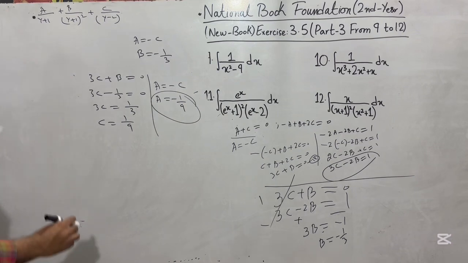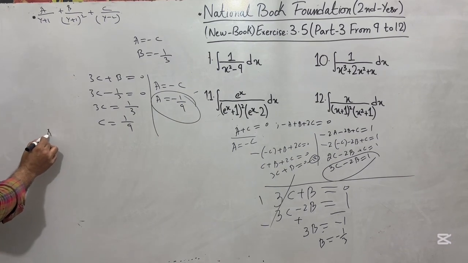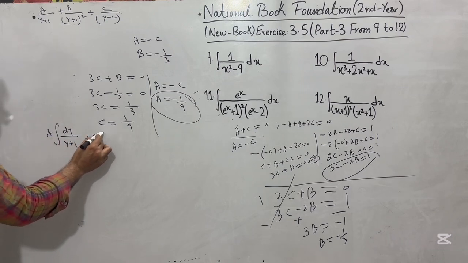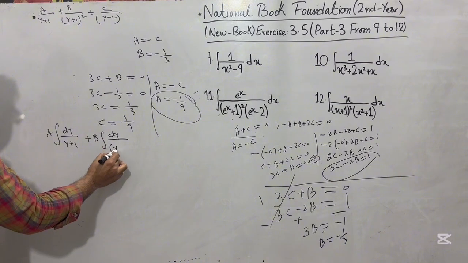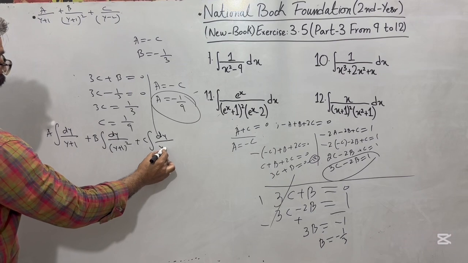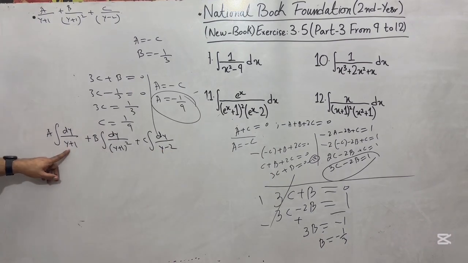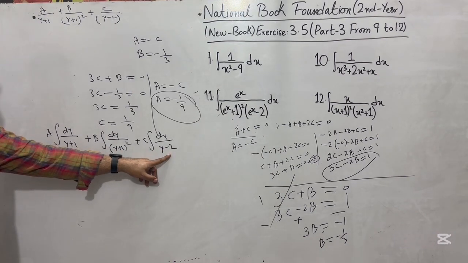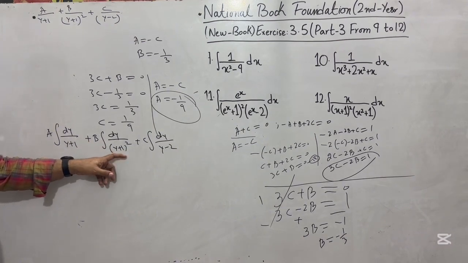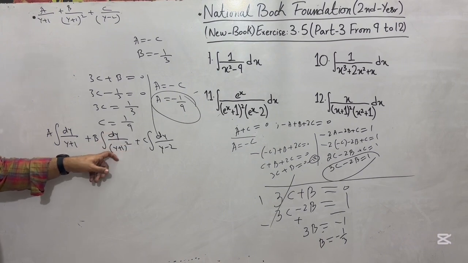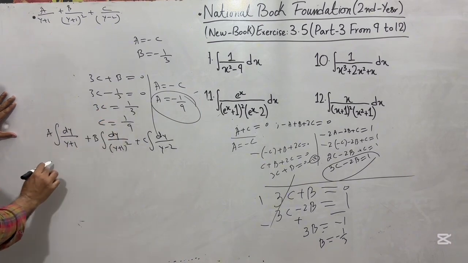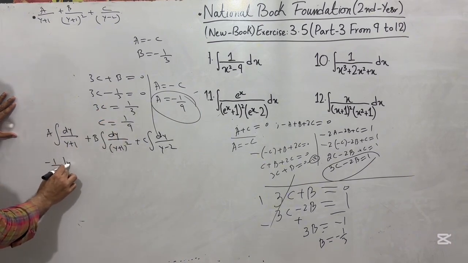Put here and integrate. So I have a dy over y plus 1, plus b dy over y plus 1 whole square, plus c dy over y minus 2. It's a case of ln. It is also a case of ln. In that case, we have to shift the power. We have to shift the function to the numerator as the power is not 1, then we have to add 1. It is a simple case of ln. The value of a is negative 1 over 9, ln y plus 1.